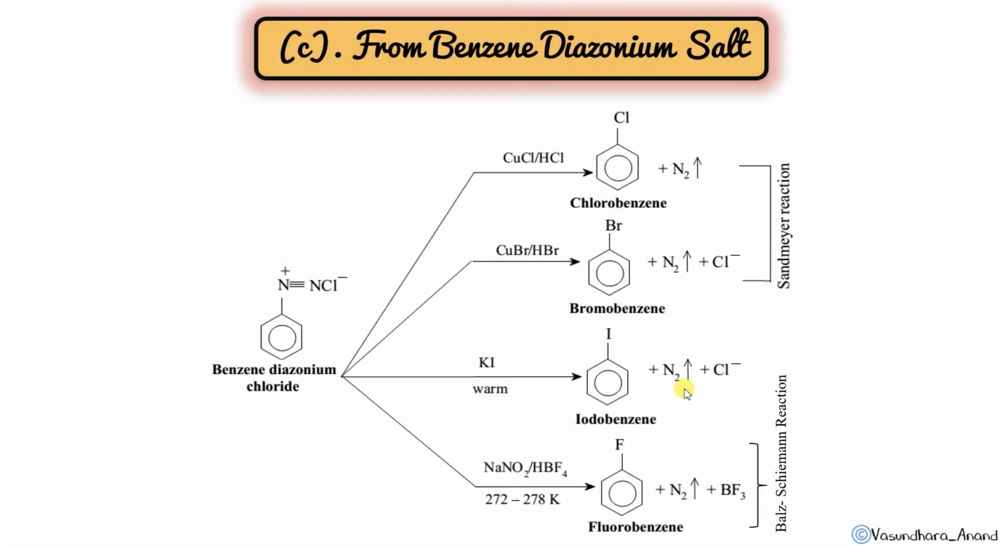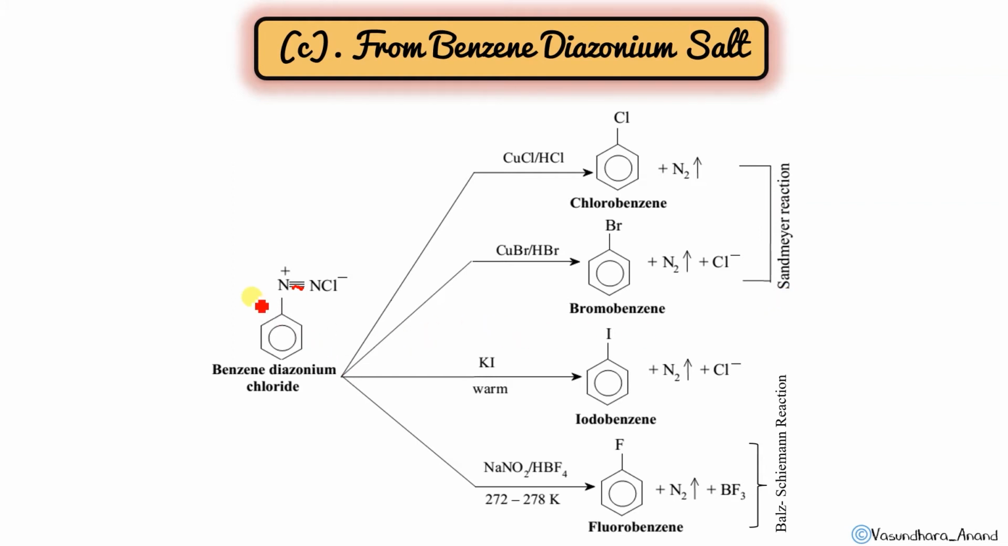These are common and very important reactions. You should know that benzene diazonium chloride has N double bond N, sorry, not a triple bond. Diazonium means it is a double bond only. So N2Cl, if it reacts with CuCl and HCl, it will give you chlorobenzene. And if it reacts with CuBr, it will give you bromobenzene. These two are called the Sandmeyer reaction.